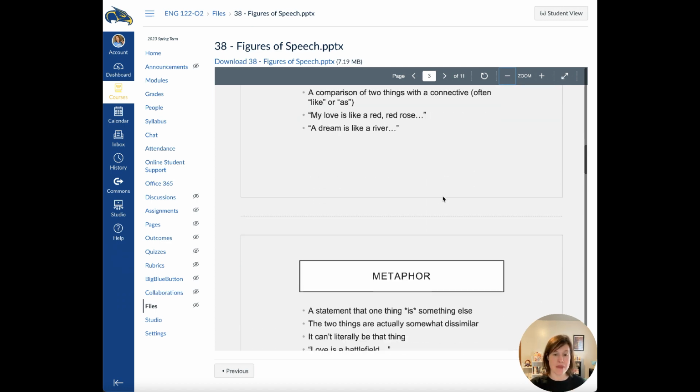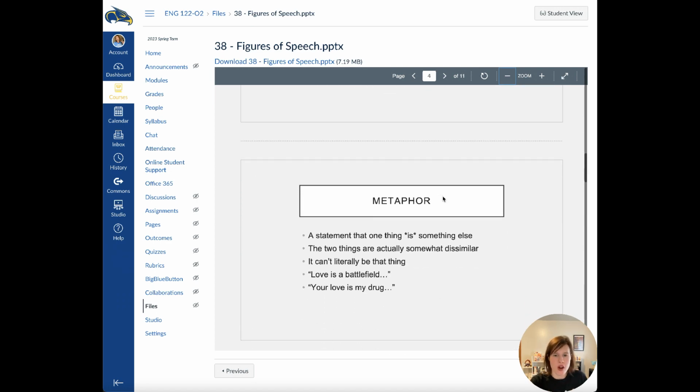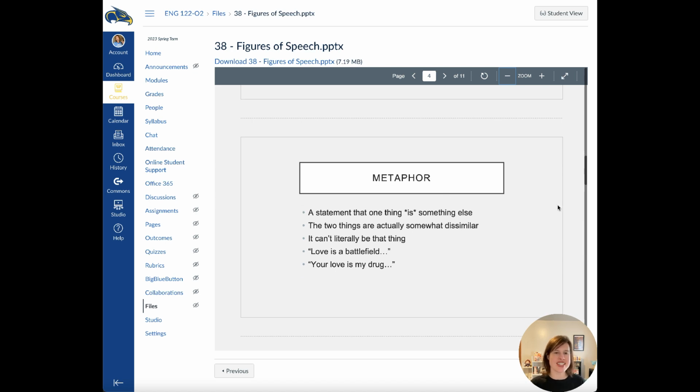Then you have a metaphor, which we hear all the time. And a metaphor is a statement that something is something else. So the 2 things are actually somewhat dissimilar. It can't literally be that thing. So you could say, love is a battlefield. Is love actually a battlefield? No. But you'll notice that love and battlefield are very different things, but yet they can be compared, right? Sort of as if saying, your love is my drug. Okay, Kesha.